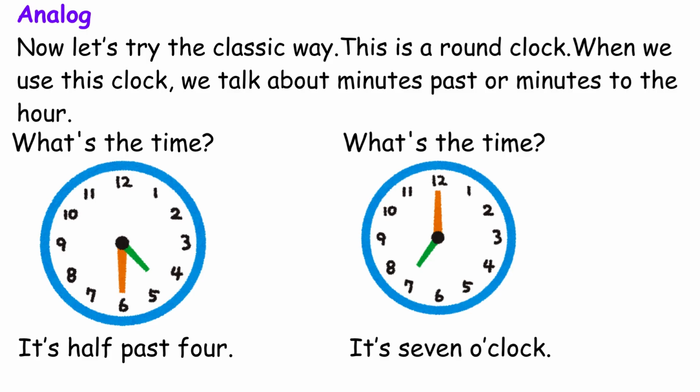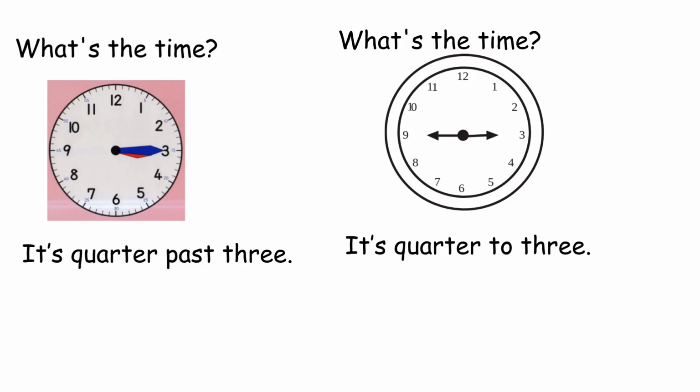Analogue. Now let's try the classic way. This is a round clock. When we use this clock, we talk about minutes past or minutes to the hour. What's the time? It's 4:30. What's the time? It's 7 o'clock. What's the time? It's 3:15. What's the time? It's 2:45.